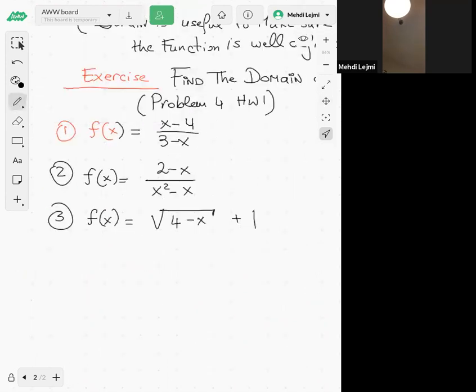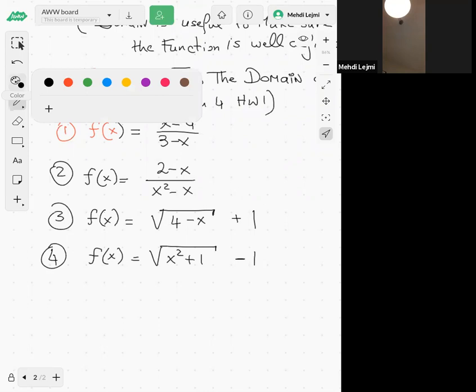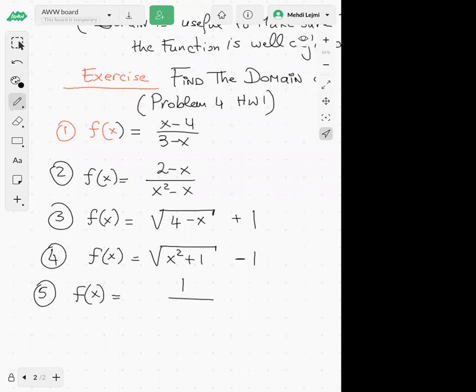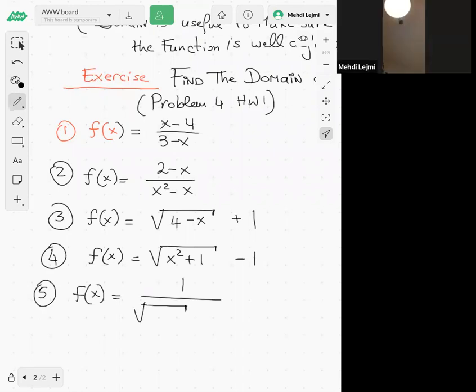Number 4, it's the square root of x squared plus 1, minus 1. All right, and what else? Yes, last one, number 5. f of x is 1 over the square root of 4 plus x, minus 2. The minus 2 is outside the square root.